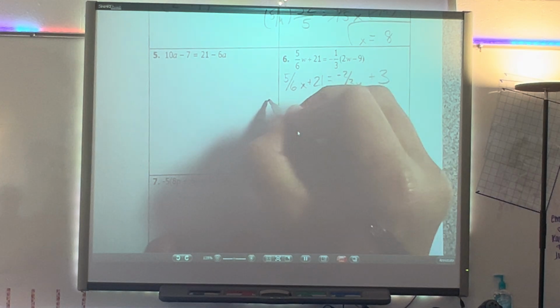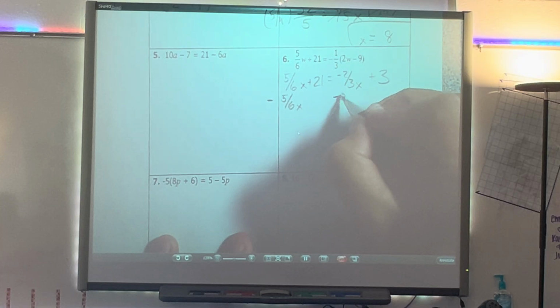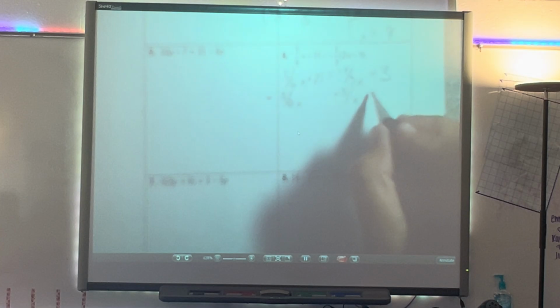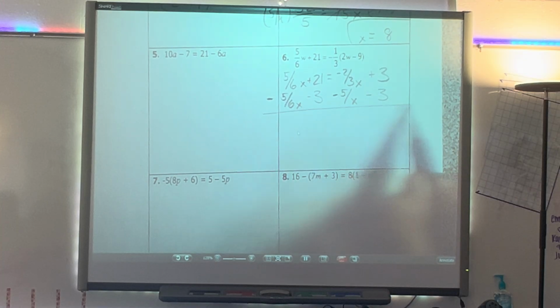Okay, so that means I'm going to subtract 5/6 here and here. And if I move X to the right, then I have to move this 3 to the left. Everybody in agreement on that? Everybody okay with what I'm doing?